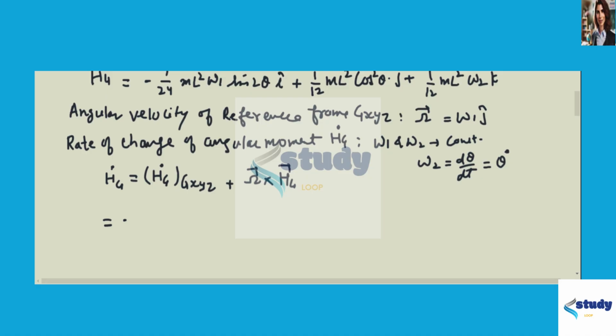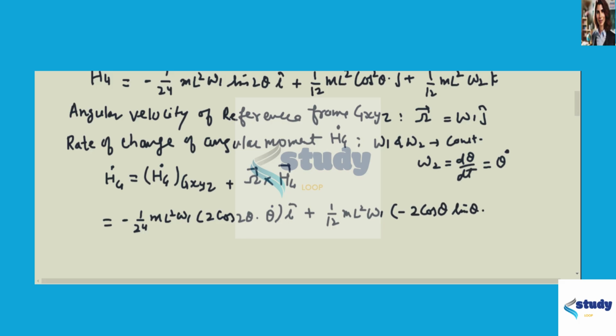So we can write minus 1 by 24 ml square omega 1 omega 2 times 2 cos of 2 theta theta dot i cap, minus 1 by 12 ml square omega 1 times minus 2 cos theta sin theta theta dot, plus omega 1 j cap cross 1 by 24 ml square omega 1 sin of 2 theta i cap, 1 by 12 ml square omega 2 k cap.